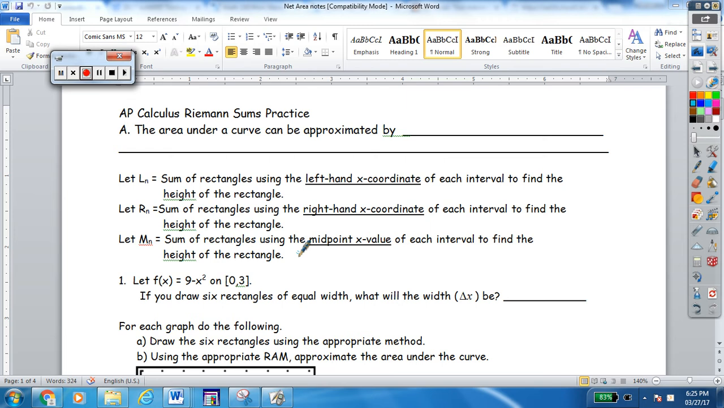Okay, so welcome back. The purpose of this video is going to be to go over the first page of your Riemann sums notes. One more time, Riemann sums is basically a method that allows you to approximate the area under the curve by adding the areas of rectangles. So in this video, we're going to take the area under a curve and we're going to approximate it by drawing rectangles under the curve and adding the areas of those rectangles together.